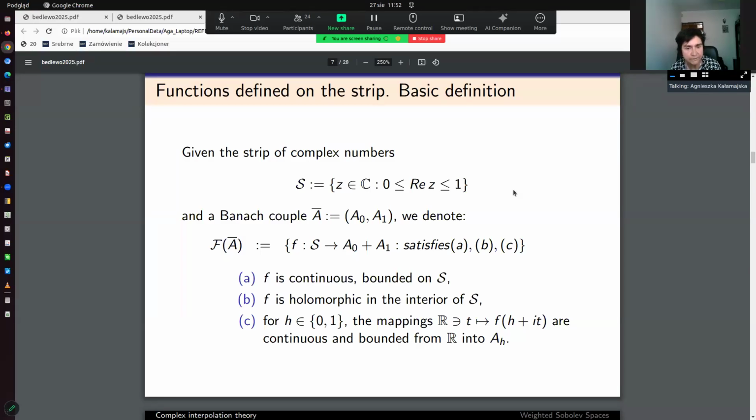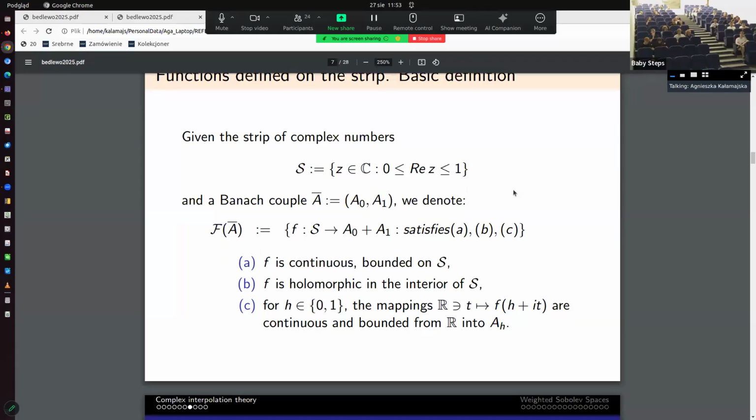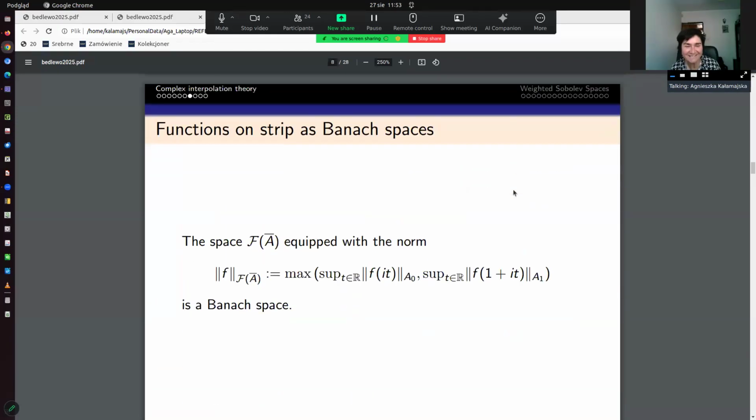There is B, and B does not include the information about boundedness on the closure of S and continuity. It's only about the property inside. Yes, but C controls it. Okay, but I presume that C controls only the values on the boundary, so it's kind of separated information. Okay, thank you. Thank you for your question.